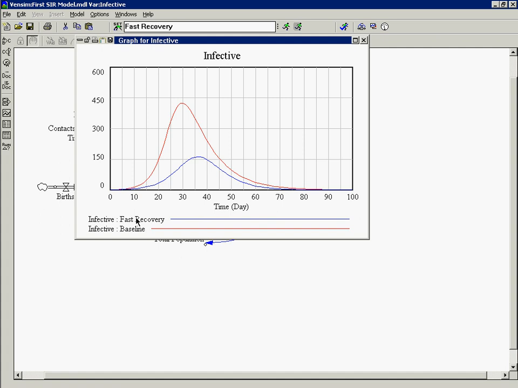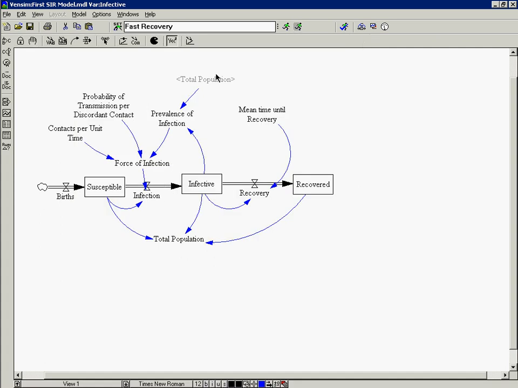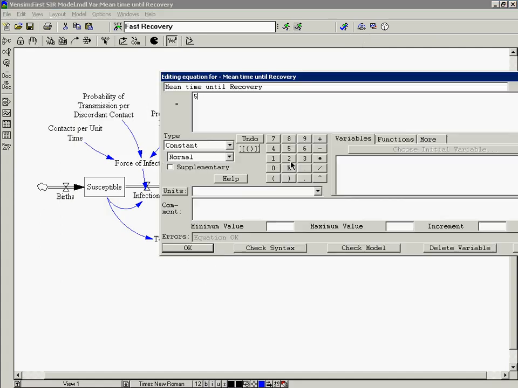Okay, so we've just seen a change to that. Ladies and gentlemen, let's go change that back to its original value. We'll examine a different intervention, okay? Change that back from 5 to 10, okay? And now let's look at an intervention, ladies and gentlemen.